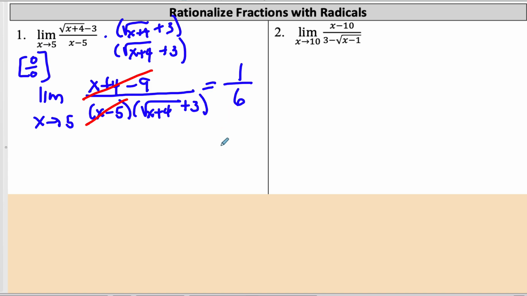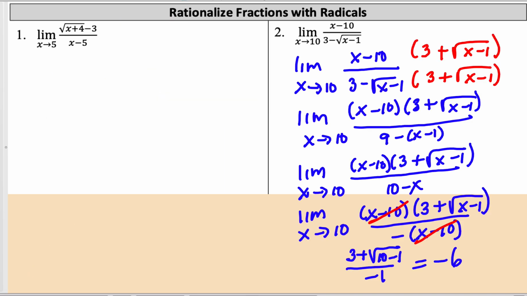Stop the screencast and see if you can multiply by the conjugate in the numerator and denominator for number 2 and check your work. And here is the answer.